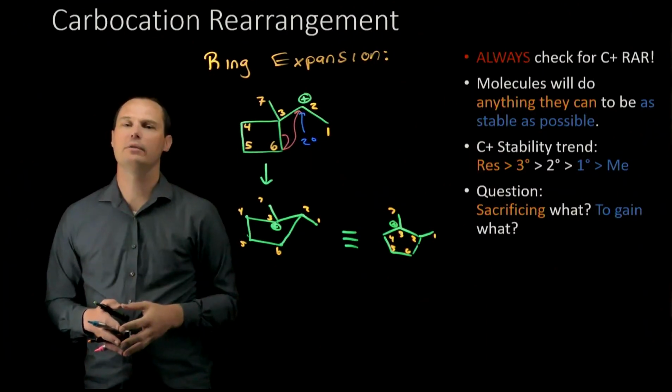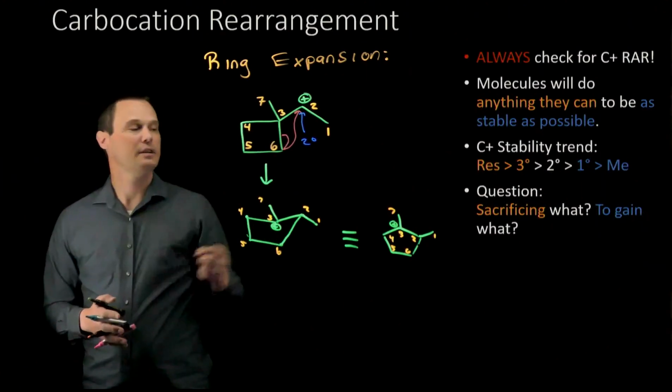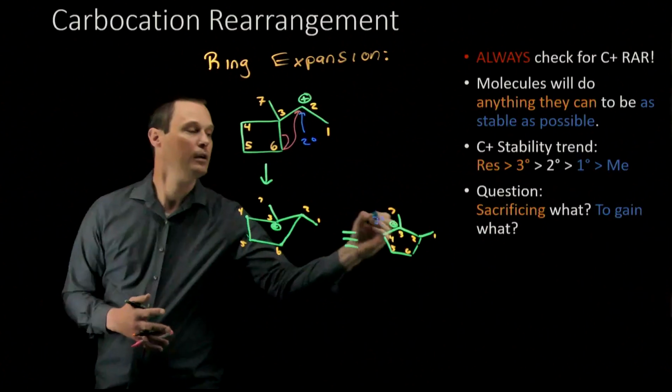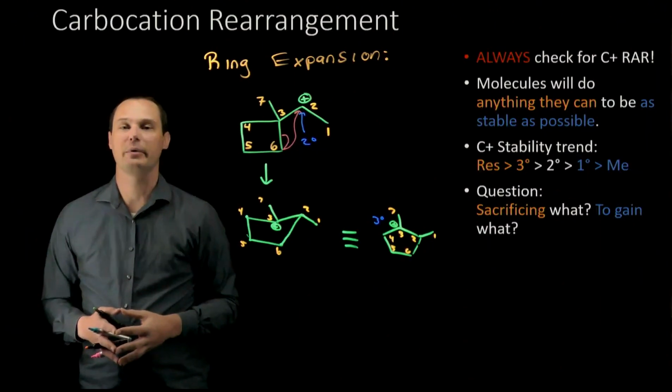Definitely the highest ninja level of all the carbocation rearrangements, but it follows the same principles. We're sacrificing a less stable carbocation to gain a more stable tertiary carbocation. With these tools, you too can become a ninja with carbocation rearrangements.